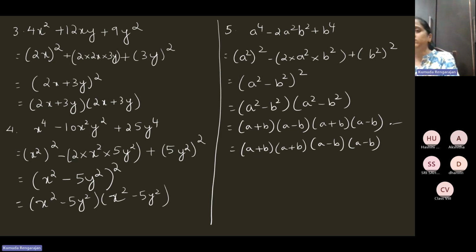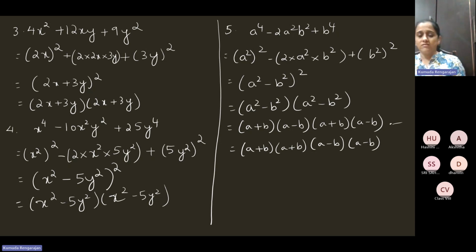What are the identities we have learned in this chapter? A plus B whole square is equal to A square plus 2AB plus B square. A minus B whole square is equal to A square minus 2AB plus B square. A square minus B square is equal to A plus B into A minus B. And what is X plus A into X plus B? It is X square plus bracket A plus B into X plus AB.